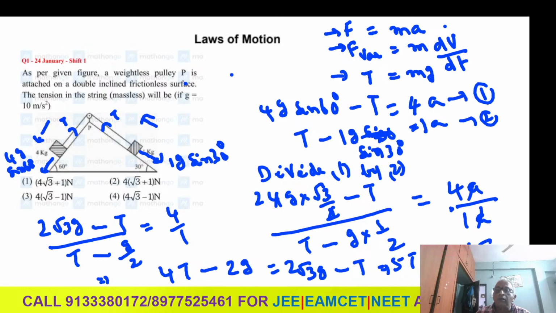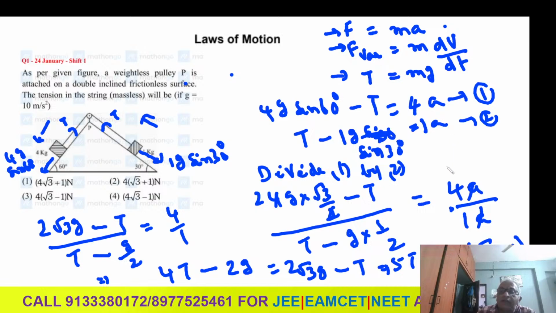Root 3 minus 1, 5 comes to this side. 5T equals 2 root 3g plus 2g, which is 2g times (root 3 plus 1). You divide by this coefficient, so T is equal to 2 by 5g.